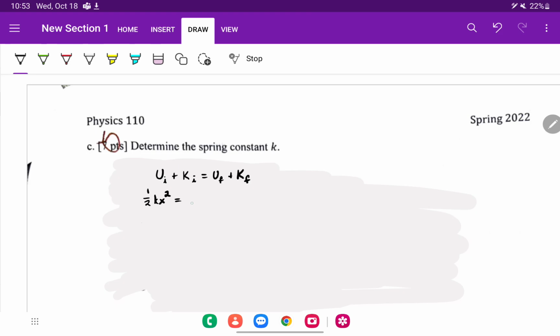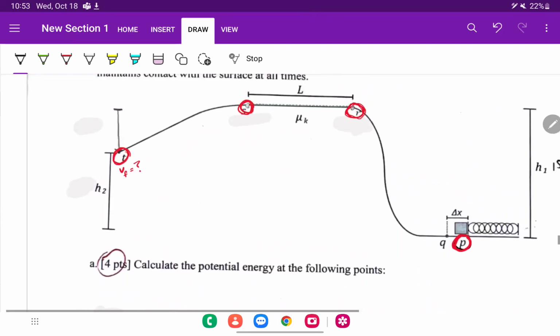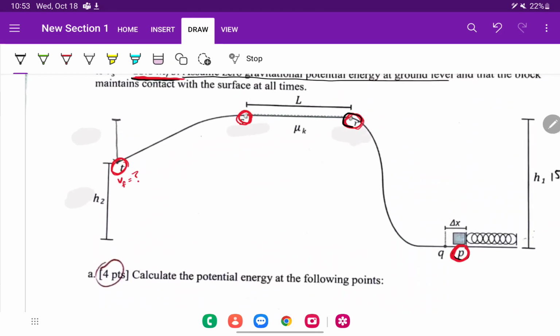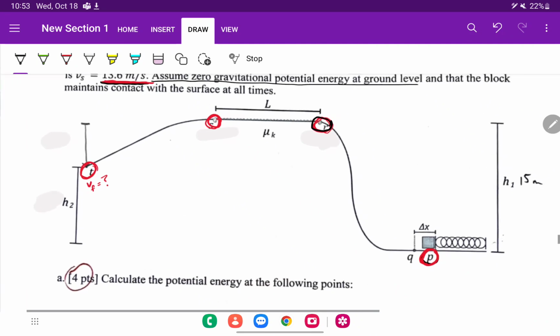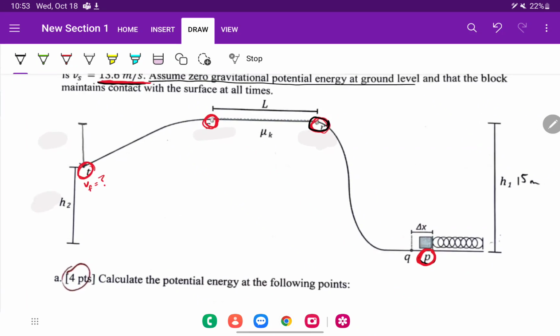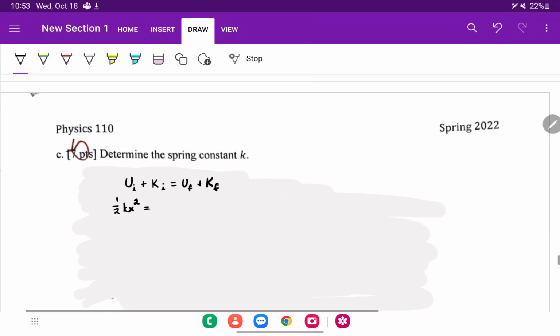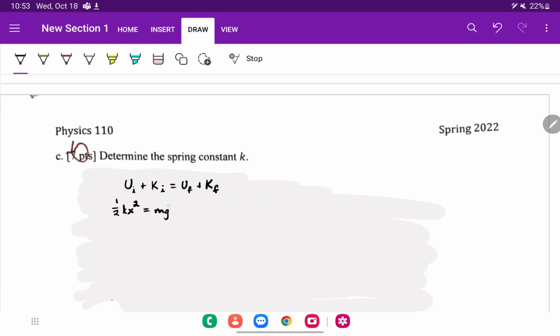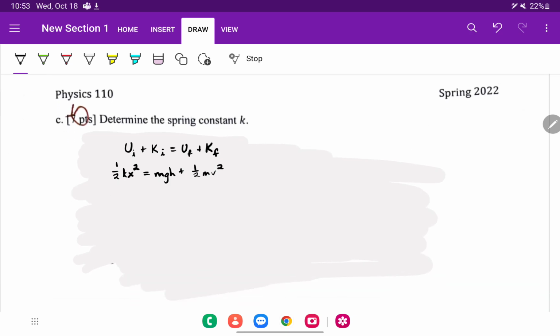Okay. My U final. So at point R, that's what we're picking as our final. The only potential energy we have is gravitational, and it's at height 15. So I'm going to do that as an mgh. And we also have a final kinetic, because it's moving at that point. Okay, so now we're going to plug in some numbers. 1/2, we don't know our K, but our x, the problem said it was compressed 2 meters.